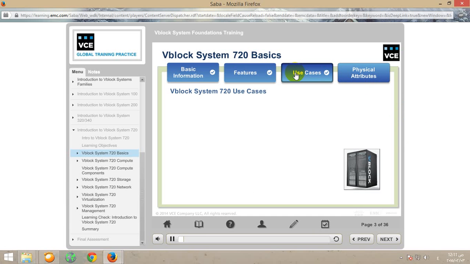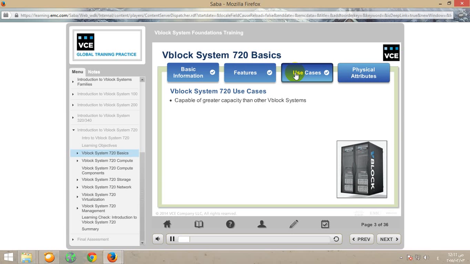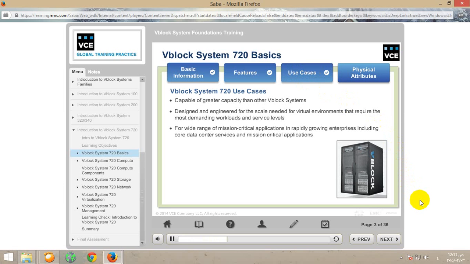The vBlock System 720 is capable of greater capacity than other vBlock systems. It is designed and engineered to achieve the scale needed for virtual environments that require the most demanding workload and service levels. It is intended for a wide range of mission-critical applications in rapidly growing enterprises.